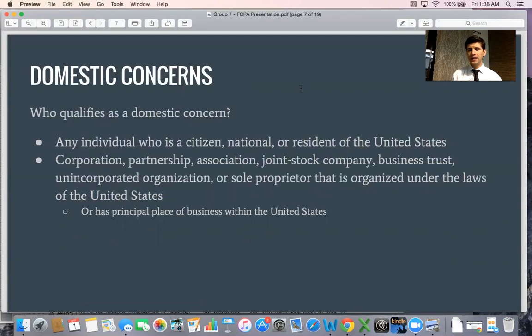As far as a domestic concern, it could be any U.S. citizen, national, or resident, so a green card holder of the U.S. is a domestic concern. Also any corporations, partnerships, associations, business trusts, even unincorporated organizations. If you're rooted here in the U.S., incorporated here, then you're subject to this provision. What this means for a lot of multinational companies which have a subsidiary in the U.S. is that they are subject to U.S. law. They're subject to the FCPA, which means the United States government can investigate them not only for their practices in the U.S., but for the entire company and all their practices around the globe. So it has a very far reach, far beyond just U.S. companies. And we will demonstrate that later on.